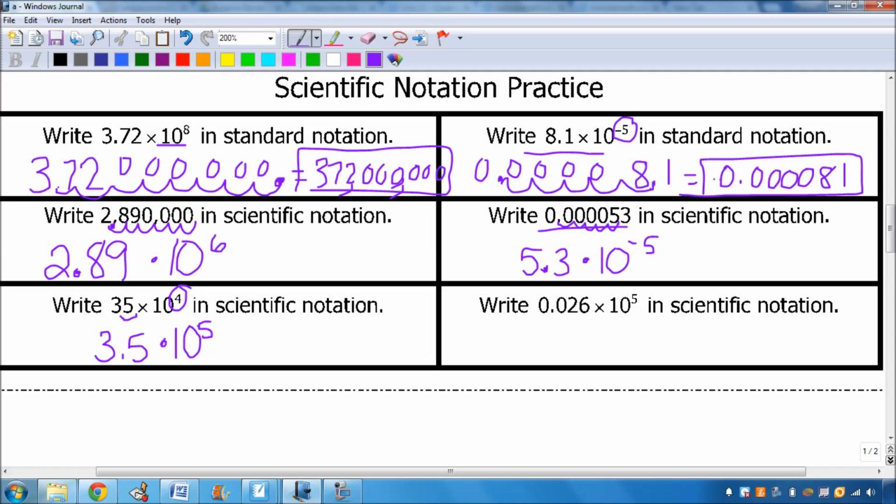Okay? And then the last example that we have here is 0.026. I got to move this over 2 times, so it would become 2.6. The coefficient got larger, so that means that my exponent should get smaller, and since I moved this over twice, this goes down by 2, so it's 10 to the 3rd power.